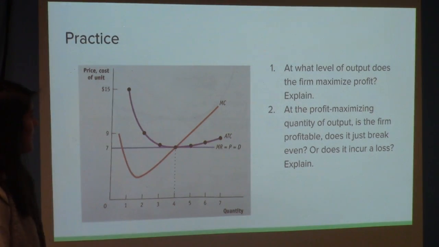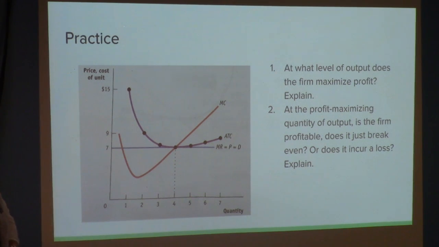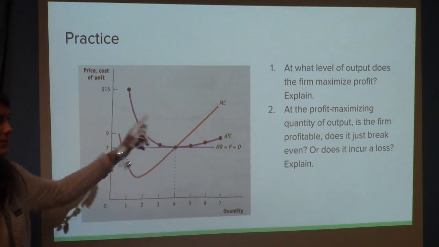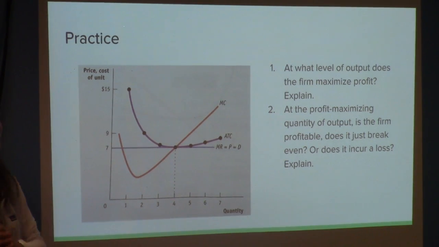So here's a small practice one, not too difficult. At what level of output does the firm maximize profit? Anyone? Kenzie? 4? Why is that? Yeah, so it's important to just mostly remember that MR equals MC. Even if it's making a profit or it's making a loss, wherever MR equals MC, that is where you're going to produce. And at the profit maximizing quantity, is the firm profitable, breaking even, or incurring a loss?